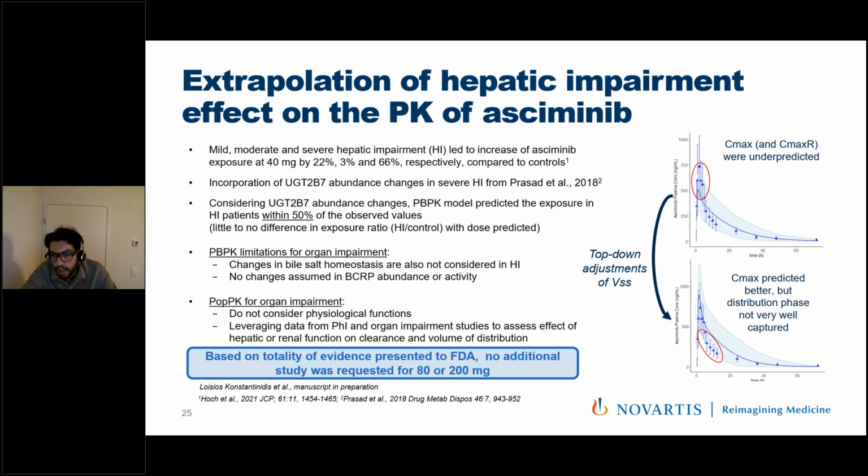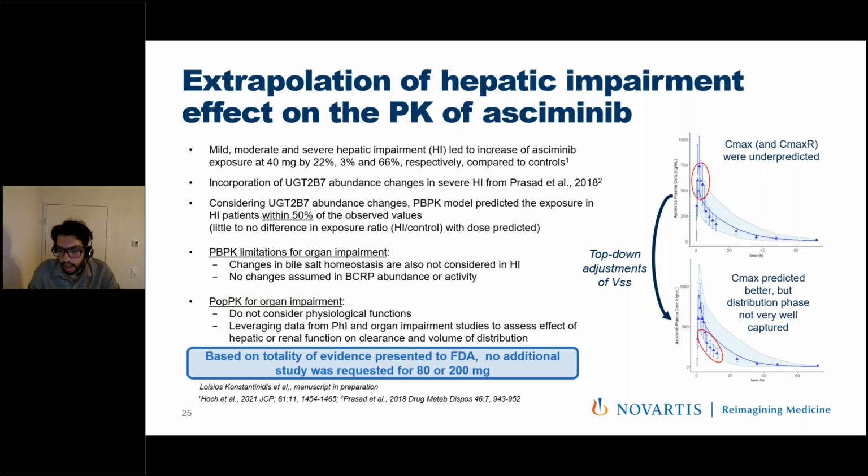On the right part of the slide, you see some top-down adjustments that we attempted in order to improve the fitting of the PBPK model in hepatic impairment. For example, the initial model was not able to predict well, particularly the Cmax, and after some top-down adjustments, either on the Kp scale or on the distribution part of the drug, Cmax was a bit better predicted, but the distribution phase was not that well captured. So eventually this top-down adjustment did not really improve the PBPK performance for the hepatic impairment.